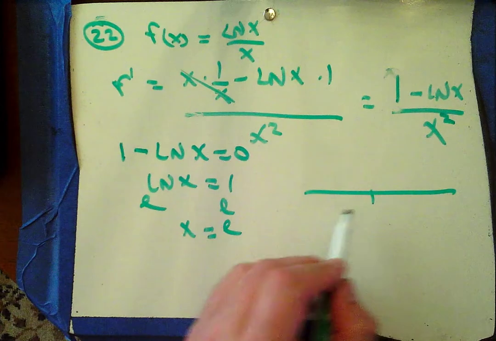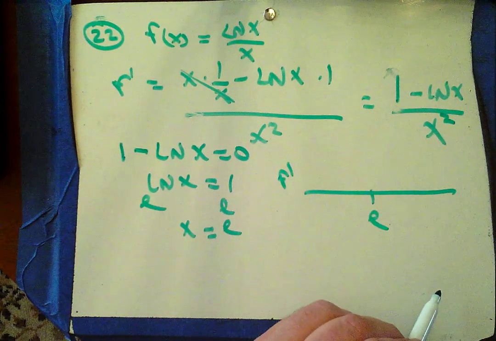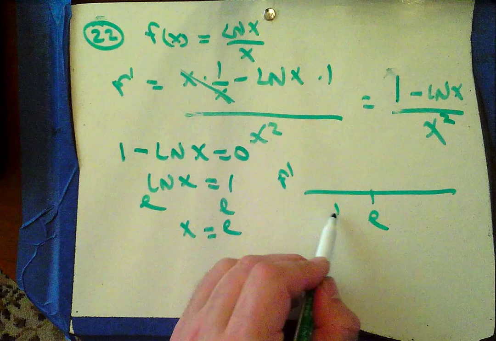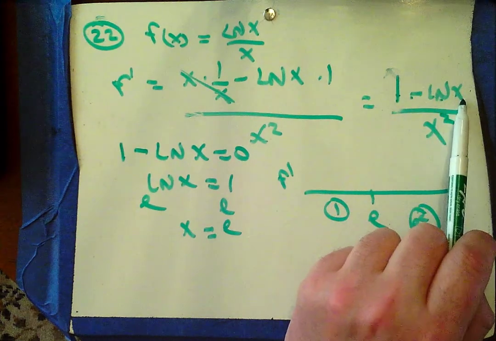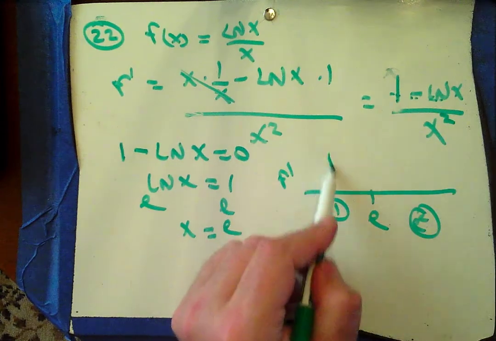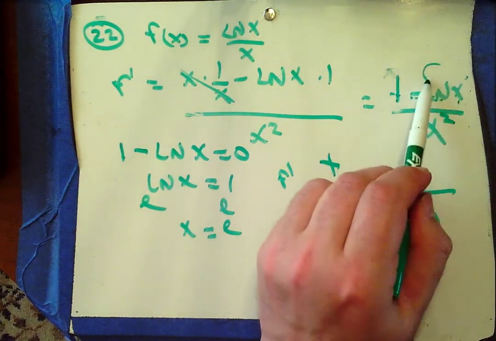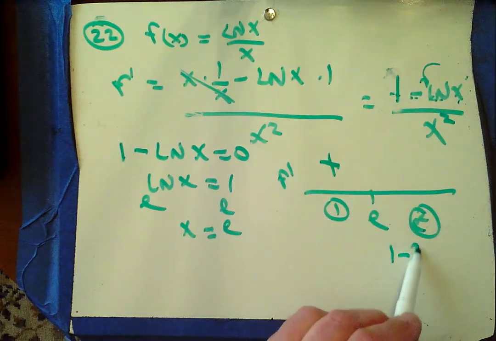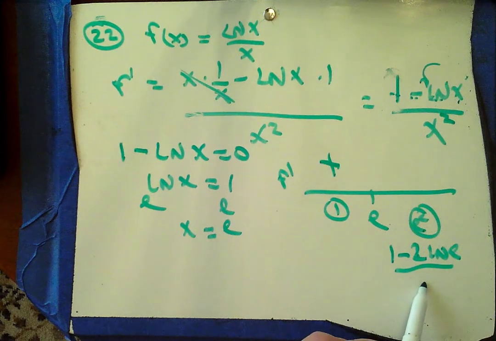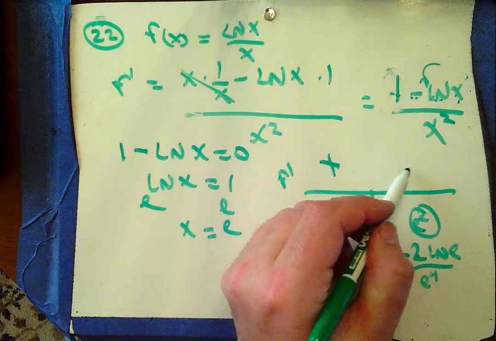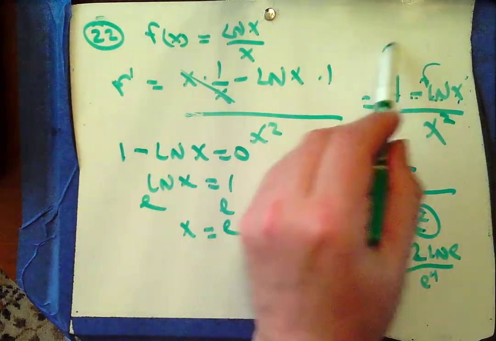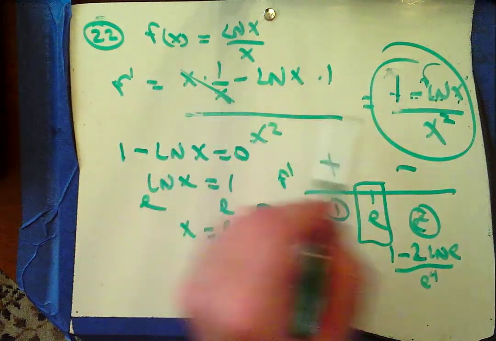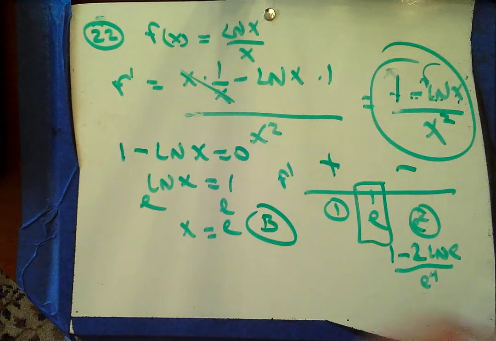So I make my f prime sign chart, and I put e on it, and I'll check something over here, and something over here. If I put in a 1 here, I get 1 minus ln of 1 is 0, 1 is positive, and positive, so I have positive. If I put in an e squared here, I can bring down the 2, and I'll have 1 minus 2 ln of e over e to the 4th. Ln of e is 1, 1 times 2 is 2, 1 minus 2 is negative, divided by positive is negative. And so I have a max at e if I do my math properly. Yes, simply, I did the quotient rule right, but I just blew the simplifying. So don't go too fast, huh?